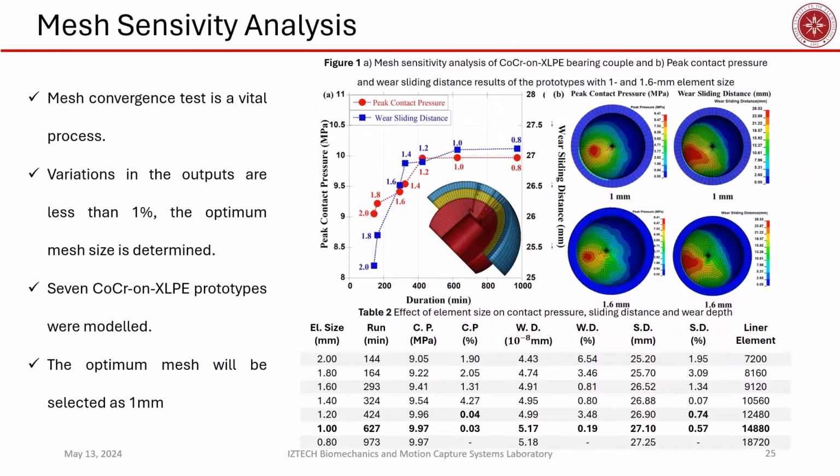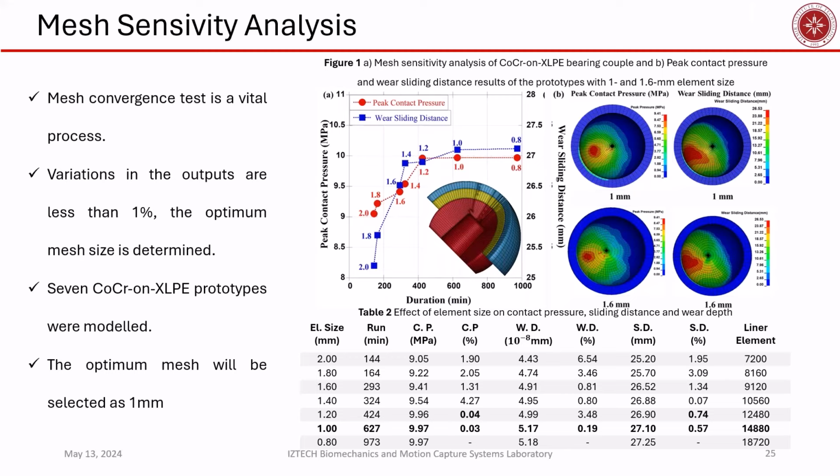I will mention the mesh sensitivity analysis. Mesh sensitivity analysis is a vital process for each finite element study, because in this analysis we can minimize the effect of the mesh element size on the results of this study, such as contact pressure, wear sliding, linear wear, and volumetric wear graphs. The figure shows the peak contact pressure and wear sliding distance versus the duration.